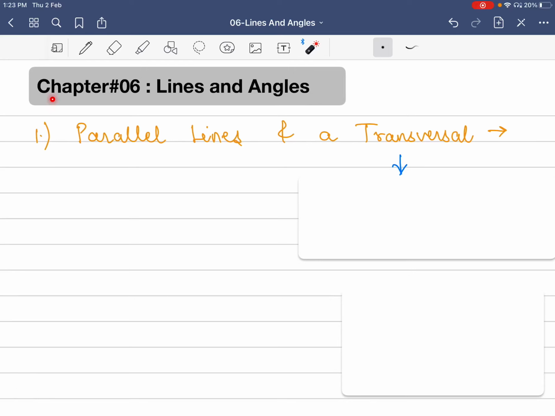So in this video of chapter number 6, lines and angles, we are going to deal with an important topic, and the topic name is parallel lines and the transversal. So we are going to understand what a transversal is and how a transversal on parallel lines creates some interesting different types of angles and their different properties.